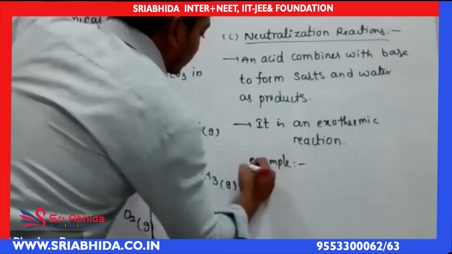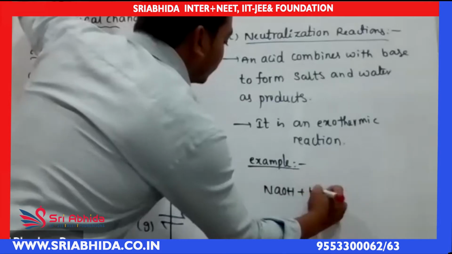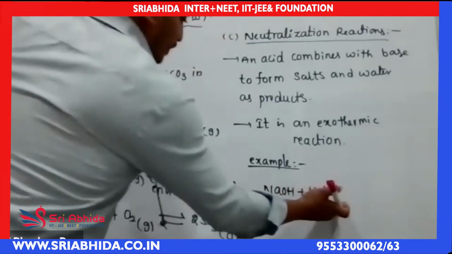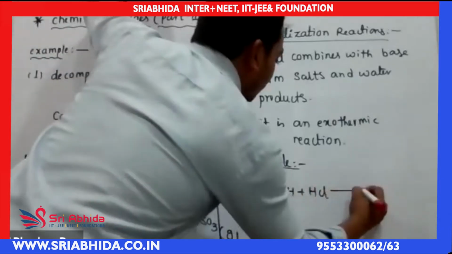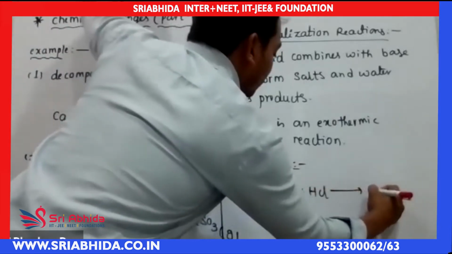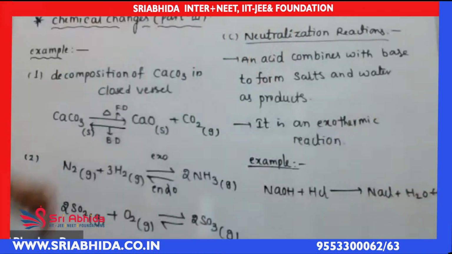Example: when NaOH reacts with HCl, this one is the acid and this one is the base, so both combine to give neutralization. Neutral, that means NaCl, salt, plus heat also liberates. Okay, so note that one down.